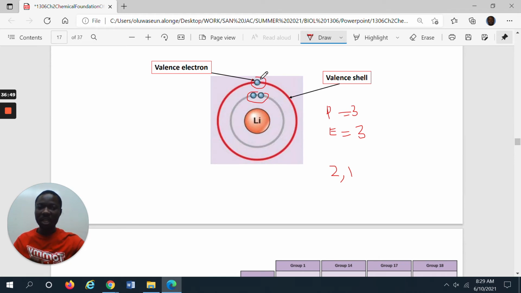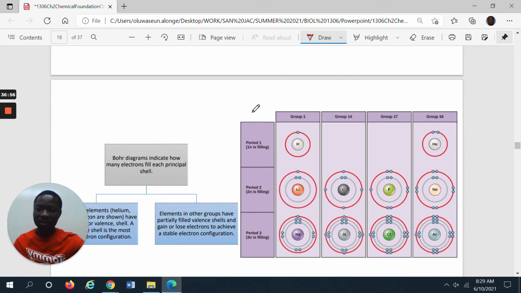So this element is not stable. And how will it be stable? I will be talking about that later.